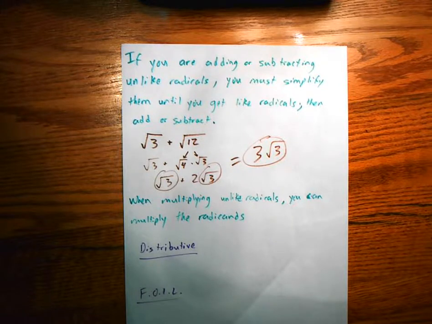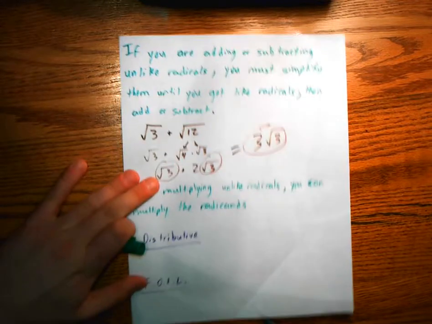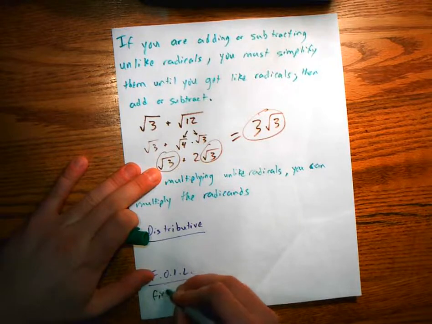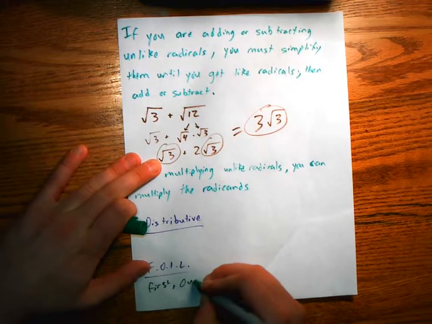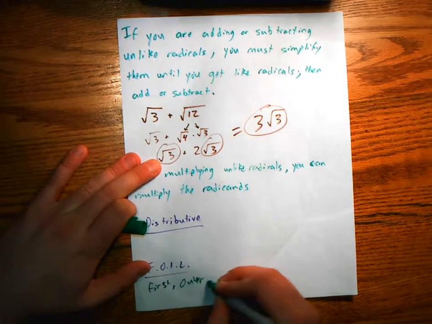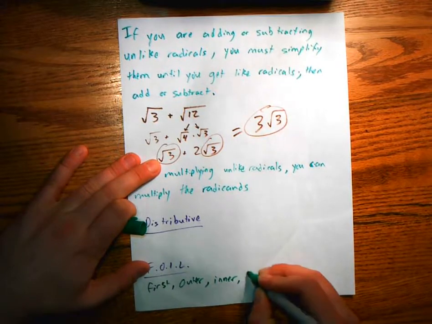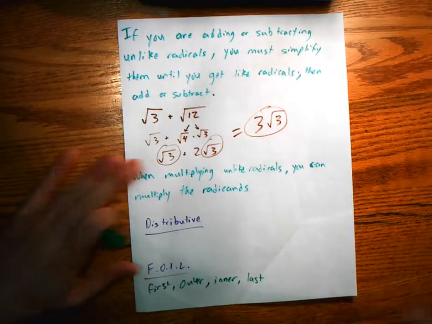When you're multiplying them, you can multiply underneath, but there's a few different ways you can do it, like distributing and foiling. This is all from AG1 and AG2. And remember, FOIL means to multiply the first, the outer, inner, and then the last terms together.